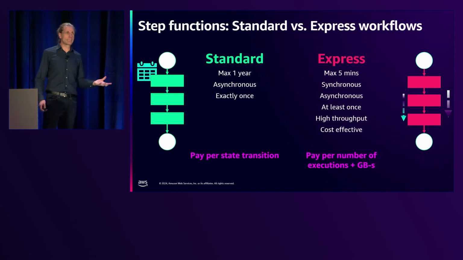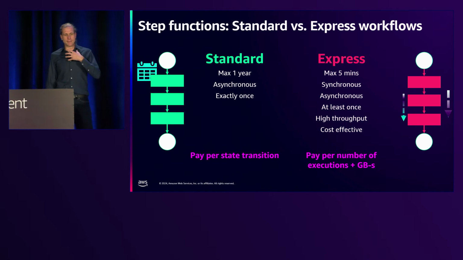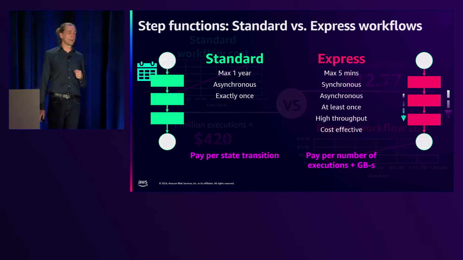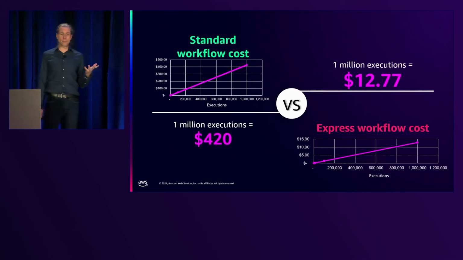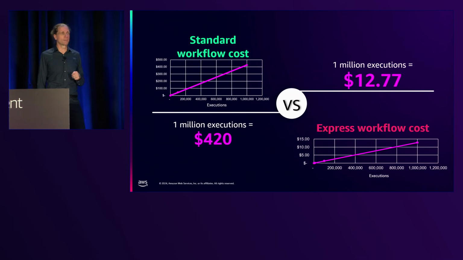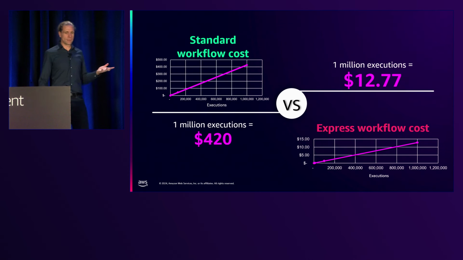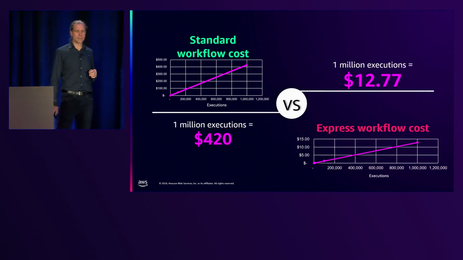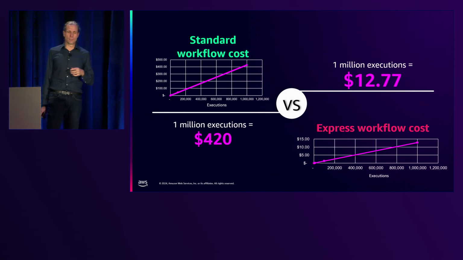Standard workflows are priced per transition, and express workflows are priced by the number of executions and also the memory that is configured. And so express workflows can actually be significantly cheaper. So in this example on the left, 1 million standard workflow executions, $420. Express workflows, this would be $12.77. And it's also half a second faster per run, so certainly a performance boost.